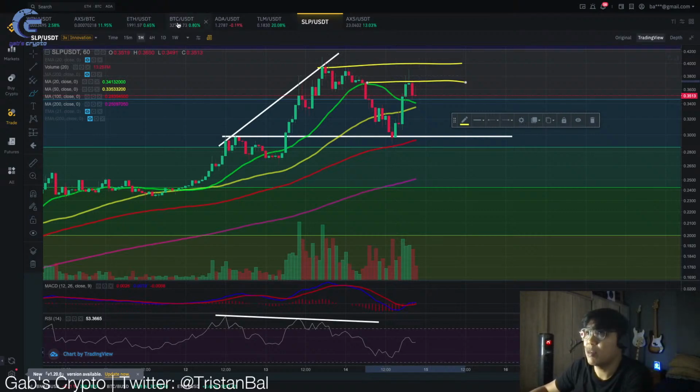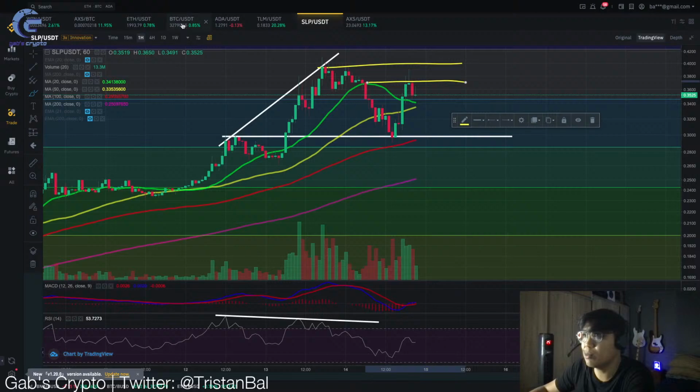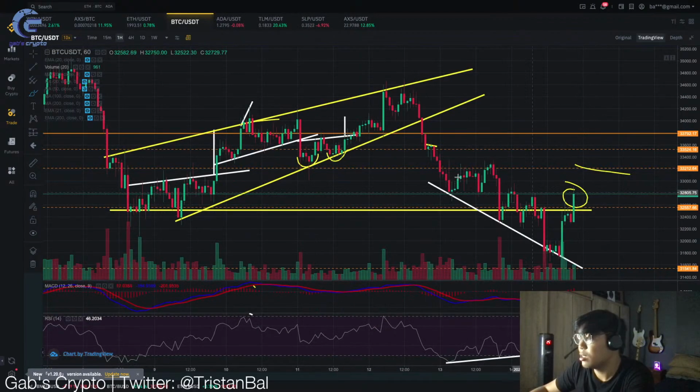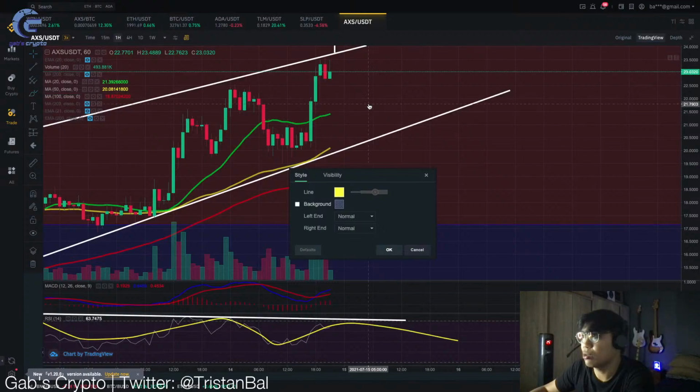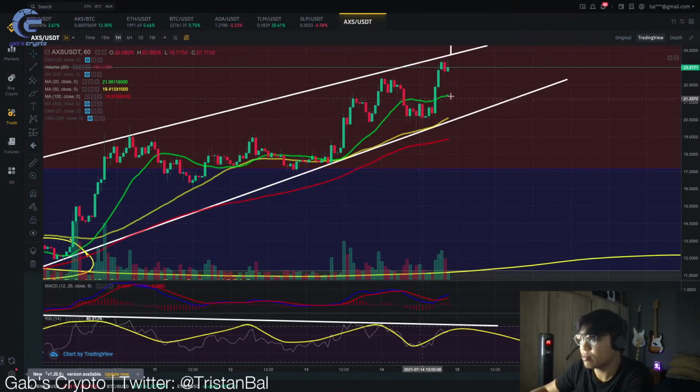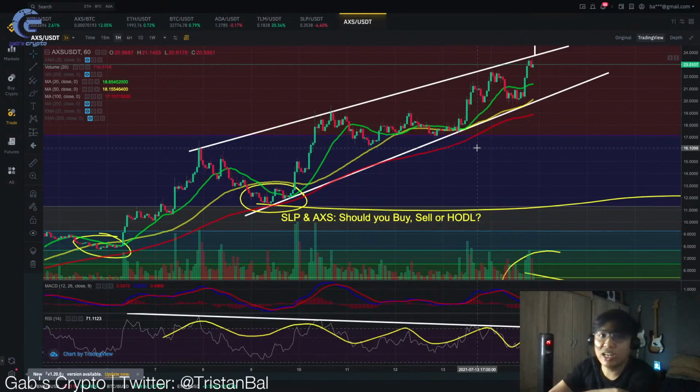Pero what must now happen is Bitcoin must now pump in order for this. Kailangan ni Bitcoin na hindi sobrang mag-pump. Kailangan na sustainable pump yung hindi sobra-sobra para mag-pump si SLP and Axie Infinity token. So guys, if you want to see the full analysis ni SLP and Axie Infinity token, you could actually scroll back dito sa video natin.